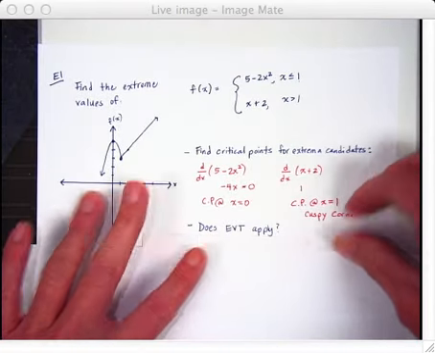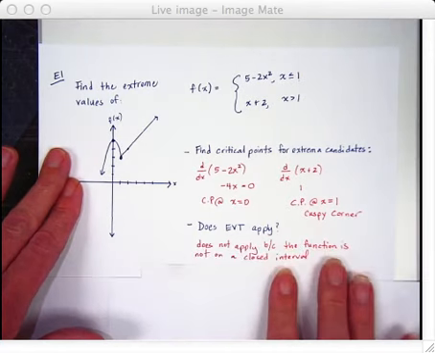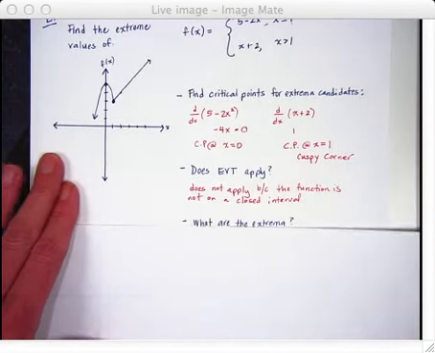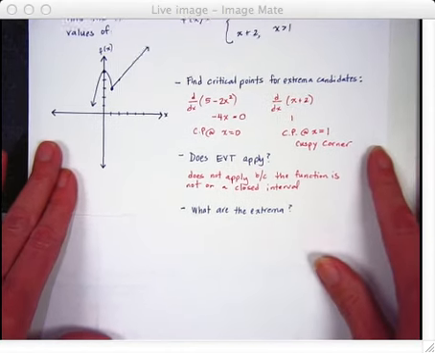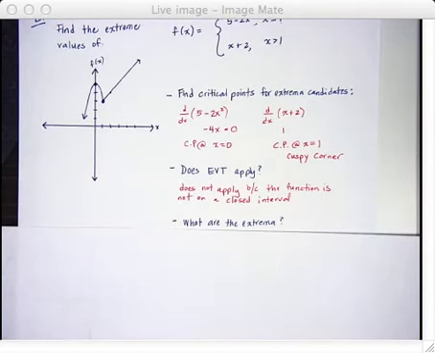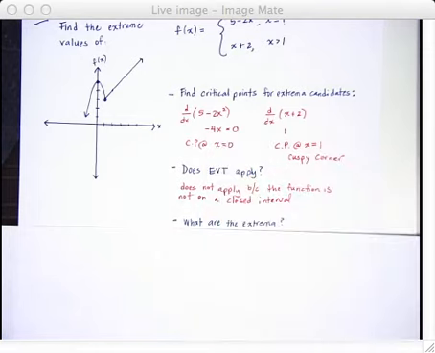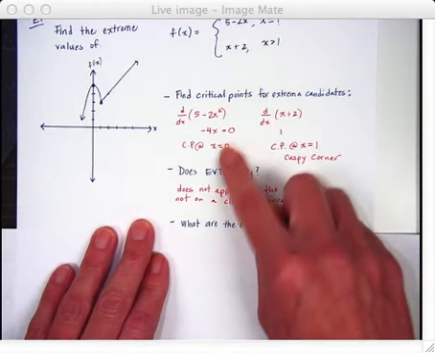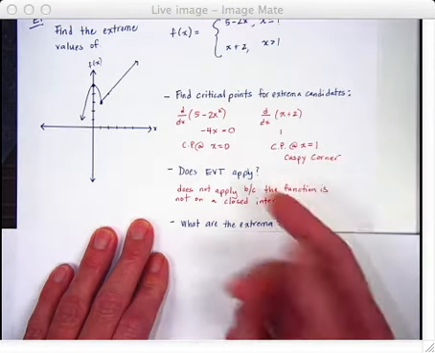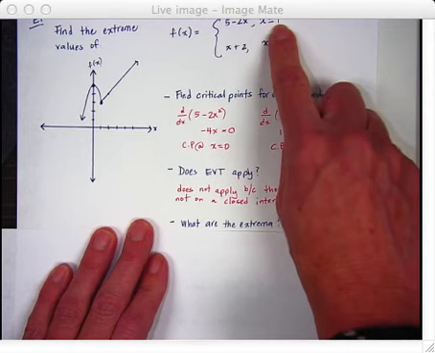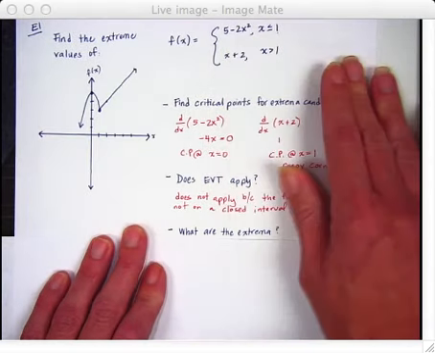All right, so does EVT apply? We already talked about that. It does not apply because the function is not on a closed interval. So now I just need to do the final part, and that's find the extrema. To find the actual extrema, you have to find the locations, meaning inputs and outputs. I know my two inputs, I just need to find my outputs. In this one, this was pretty easy. You can just take your inputs and plug them into the function that it applies to. Since x is 0, that's a number less than or equal to 1, so we plug it in here, and we get an output of 5.